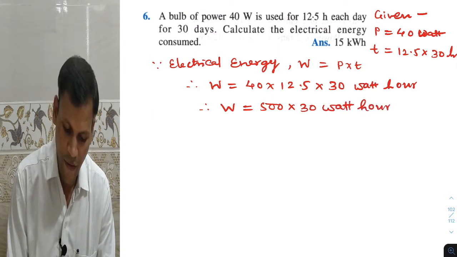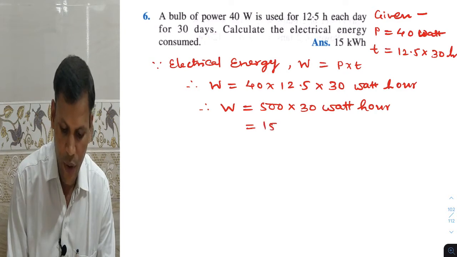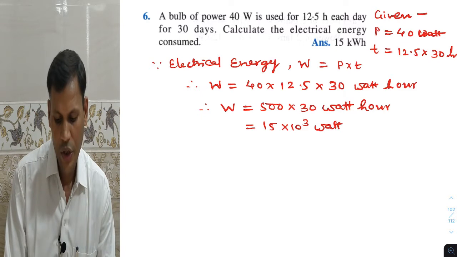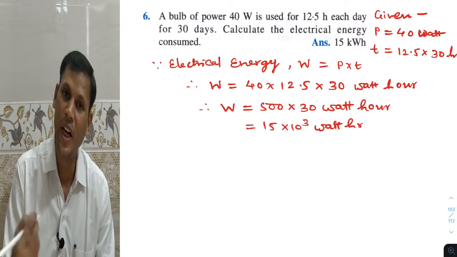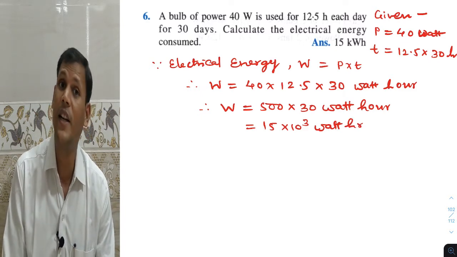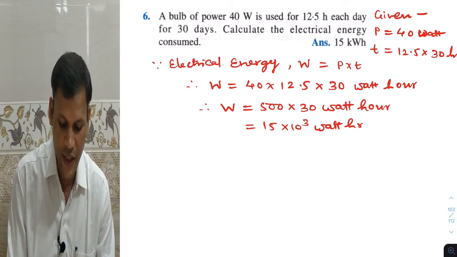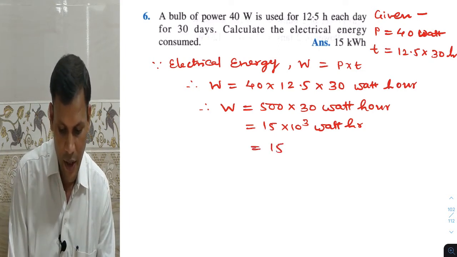So it will be 5 3s are 15 into 10 raised to 3 watt hour. So 1000 watt is 1 kilowatt, and 1 kilowatt is 10 raised to 3, 1000 only. So we can write it as 15 kilowatt hour.